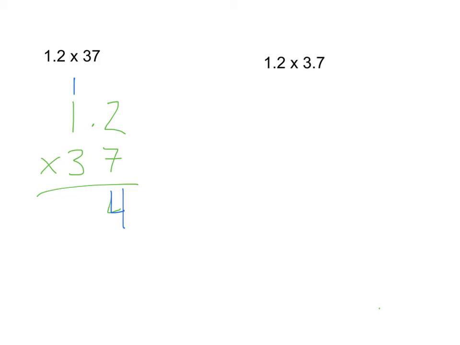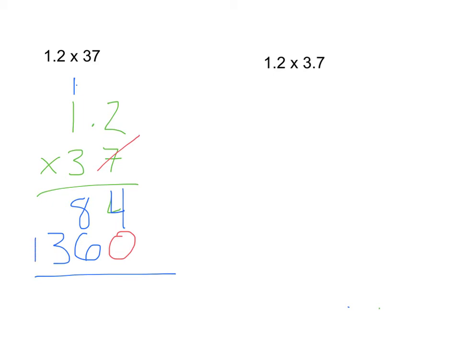7 times 1 is 7, plus 1, which is 8. Okay, and then we're going to go down to the next one. We're going to cross off our 7 because we don't need that set of 1s anymore, and we're going to draw our 0 to remember that we don't use that place value anymore. 3 times 2/10 is 6/10. Okay, and 3 times 1 is 3.